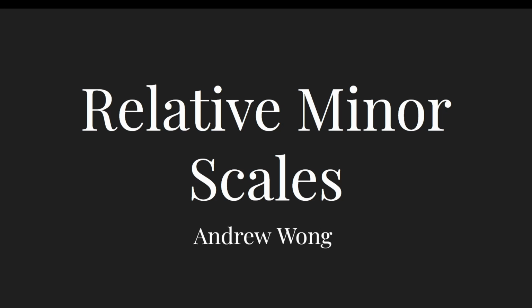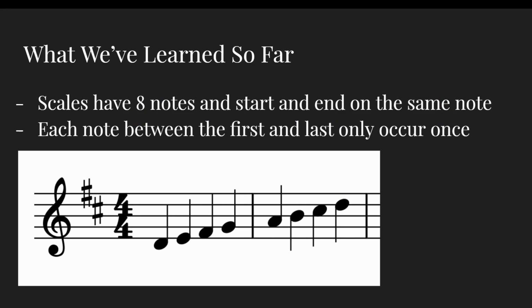Since we are already familiar with the scale and what relative key signatures are, this video should be easy to understand. First, let's do a recap of what a scale is. Remember, it always starts and ends on the same note. It has exactly 8 notes, and every note in between the first and last note happens exactly once.